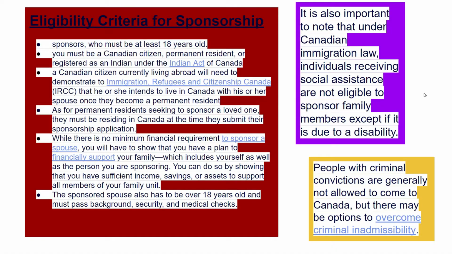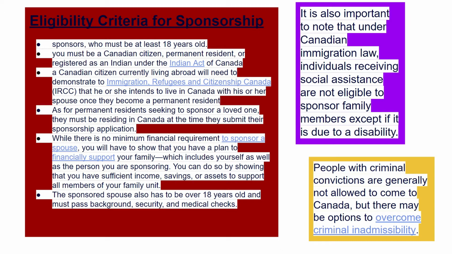There is some eligibility criteria to sponsor. The sponsor must be at least 18 years of age. Suppose you are a Canadian citizen or permanent resident, you must be 18 years old. You must be a Canadian citizen or permanent resident or registered as an Indian under the Indian Act of Canada. A Canadian citizen currently living abroad will need to demonstrate to IRCC that he or she intends to live in Canada with his or her spouse once they become a permanent resident of Canada.